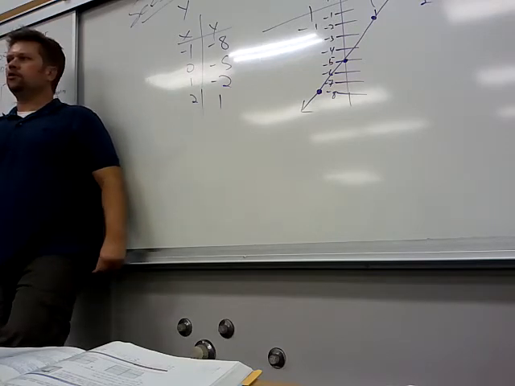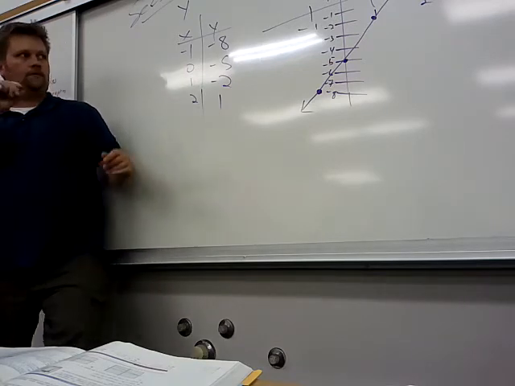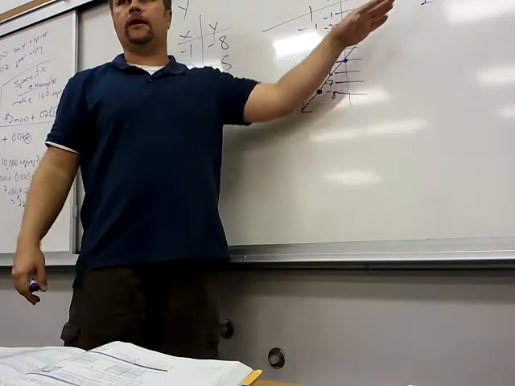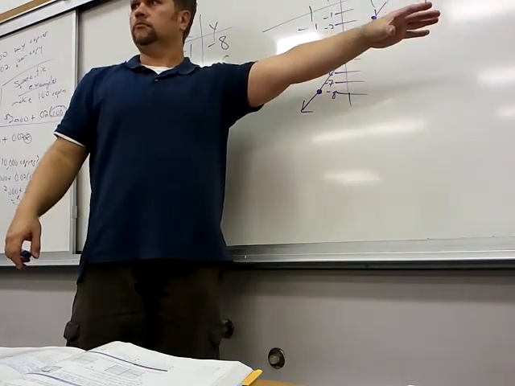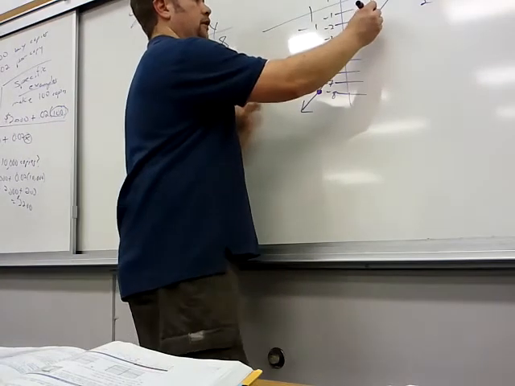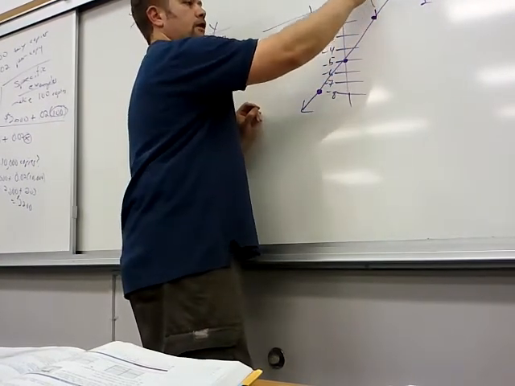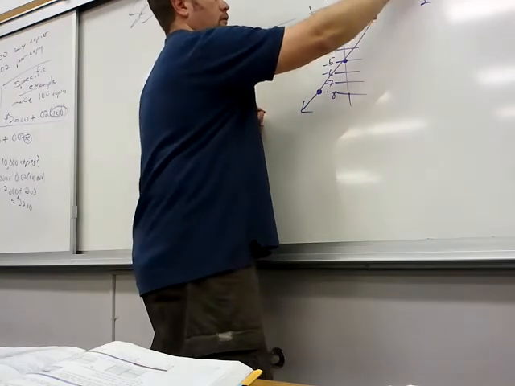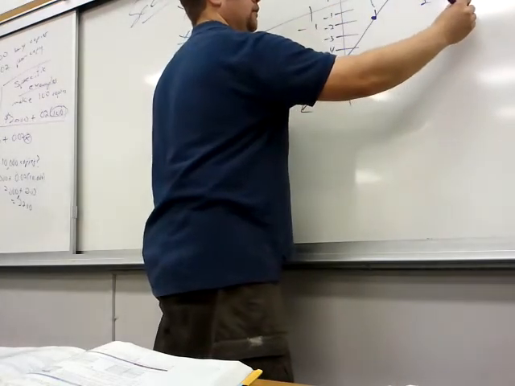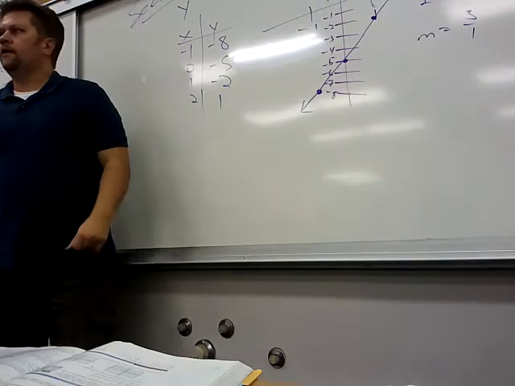So I want you to notice something in both. First off, how do I find the slope from my picture? Count. So starting at this point, how do I get to that point? How much do I have to go up? 3. And then how much do I have to go over? 1. So what's the slope here? 3 over 1. I love it.